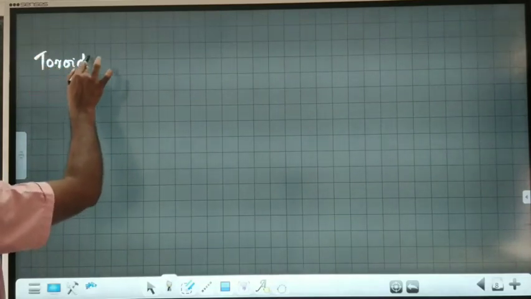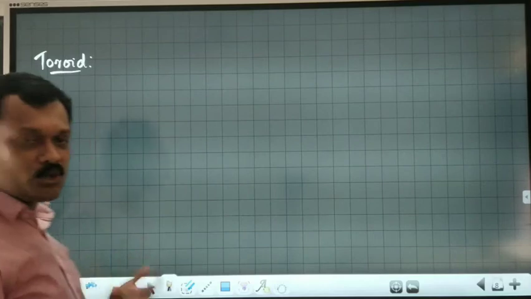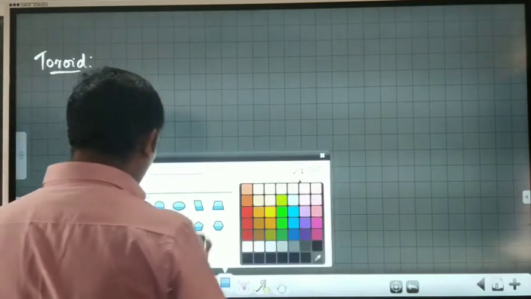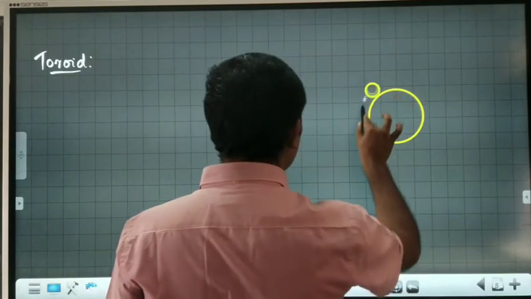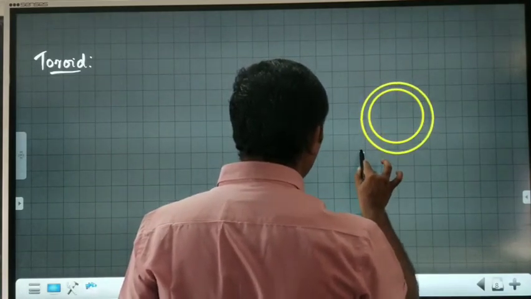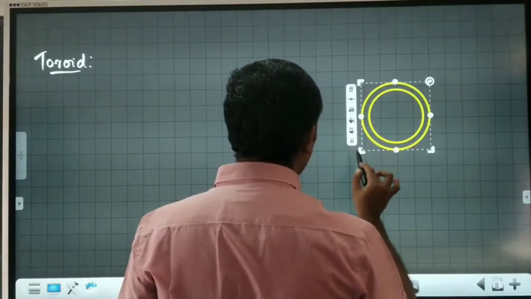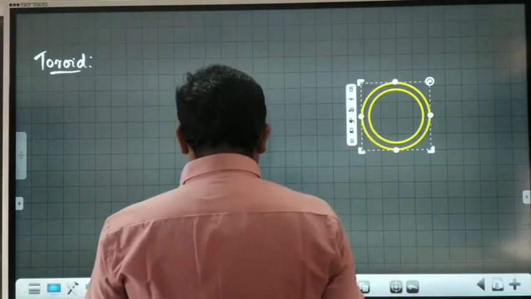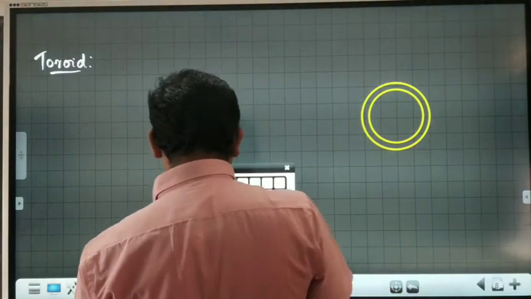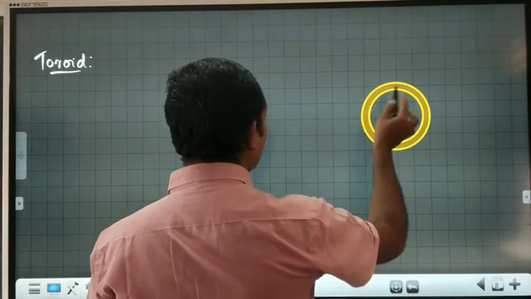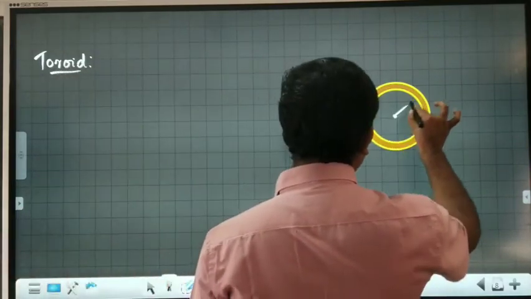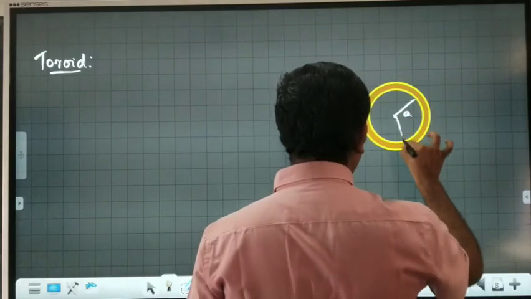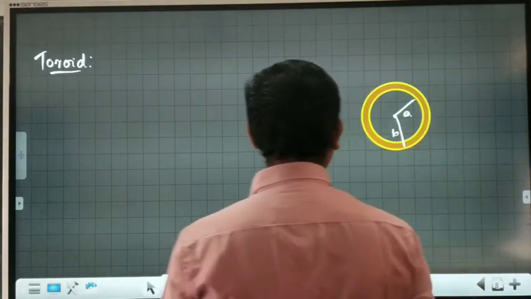Actually, it is very simple to understand once you understand the solenoid. What is a toroid? Let me consider a toroid. I am going to construct a toroid now. A toroid is a solenoid wound over a circular frame. The inner radius I am saying to be A, and the outer radius is B.